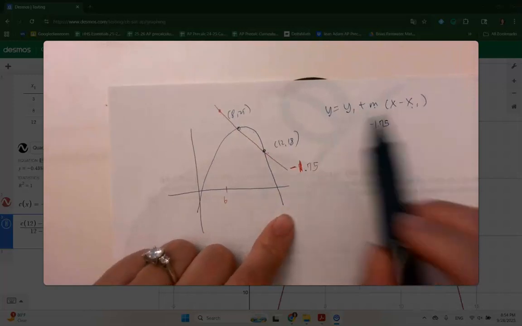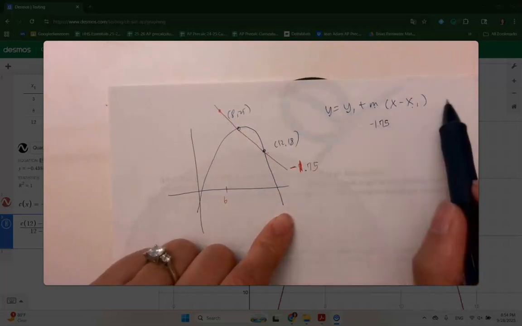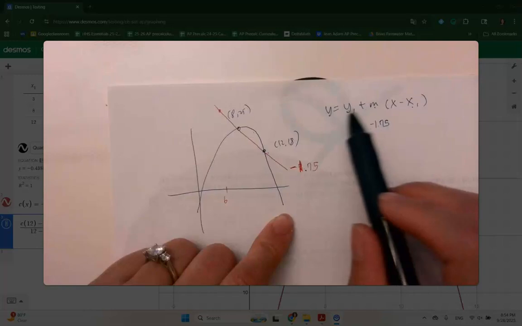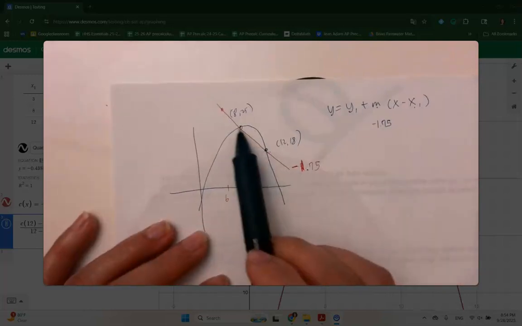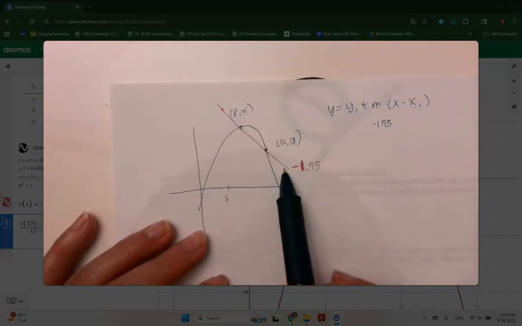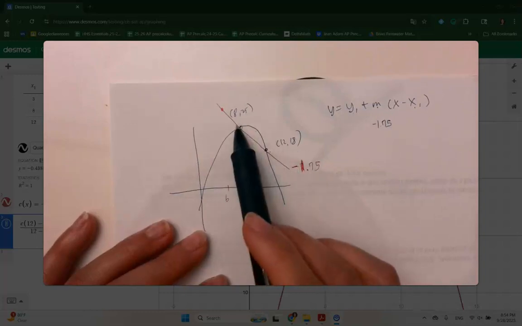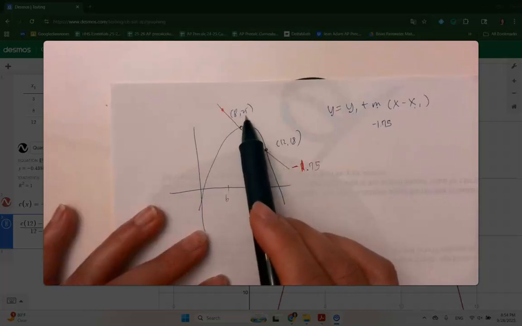You need x1, y1. That's a point that your function is passing. Remember, you have 2 points. You can use 8,25 or you can use 12,18. I don't care which one you use. I think Mr. Bear used this one. I'm going to use that one. Why not? You should get the same answer.